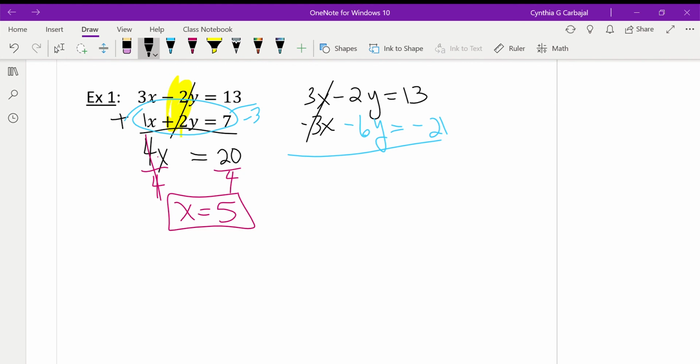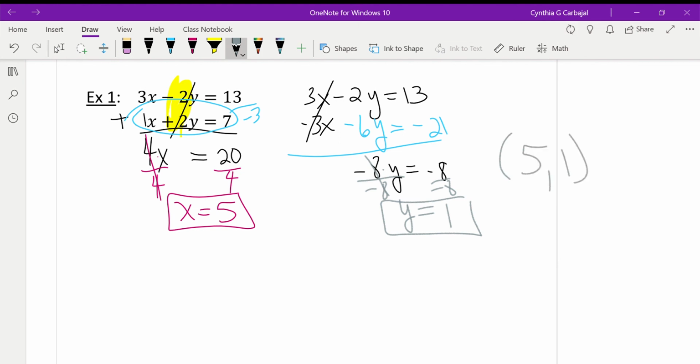And then negative 2 and negative 6 added will give me a negative 8y. And then 13 plus negative 21, they're different signs, so we have to subtract them and keep the sign of the larger one. So that would be a negative 8. Last thing there is get rid of this negative 8 so you can have y by itself. They're touching, that's multiplication. To get rid of it, we divide by the exact number that's there. So our solution is 5, 1. And I can always check myself by graph.